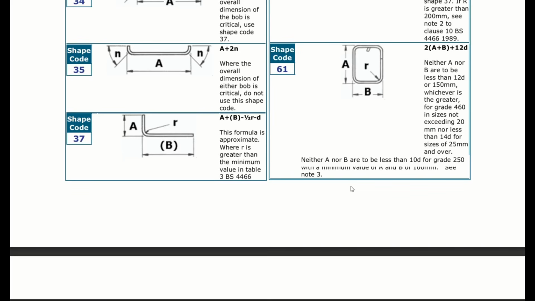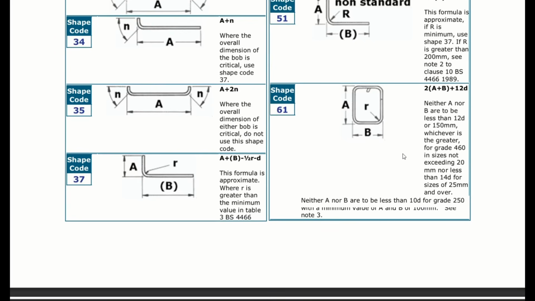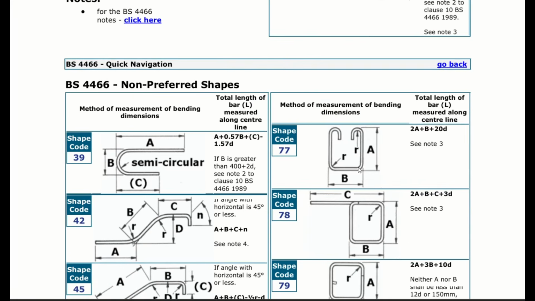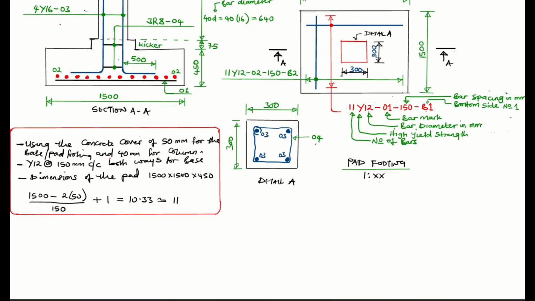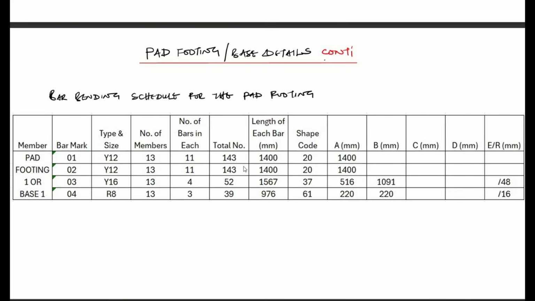When you come to the shape codes here, you have shape code 61. Shape code 61, you will only use it in cases where you've been given a rectangle, whereby you have one side which is bigger than the other side. Then if you've got two sides that are the same, you're going to use shape code 79. Where you have maybe 300 by 300 like what we have, you're going to use shape code what? 79. So now, when you're using shape code 79, it has an A, it has a B as well. So let me just go back to our bar bending schedule. So here where it's 61, you're going to use what? 79, like I have said, 79.